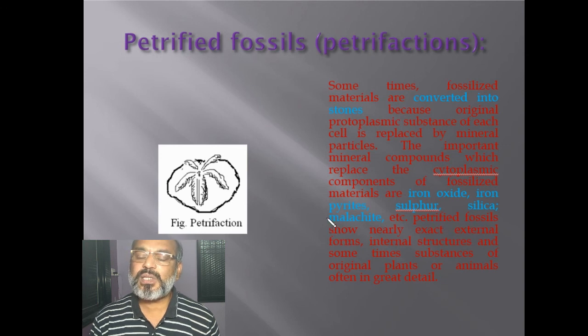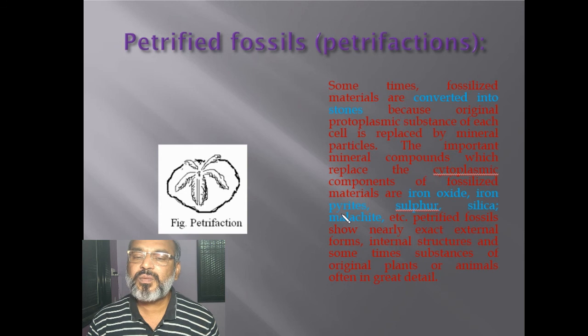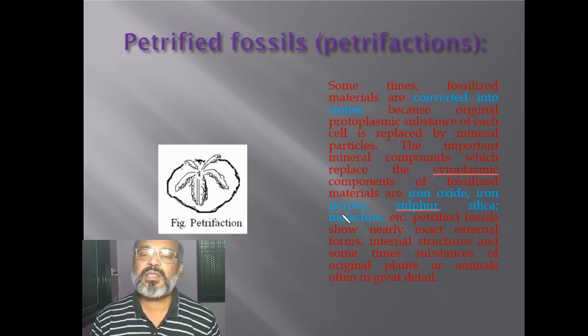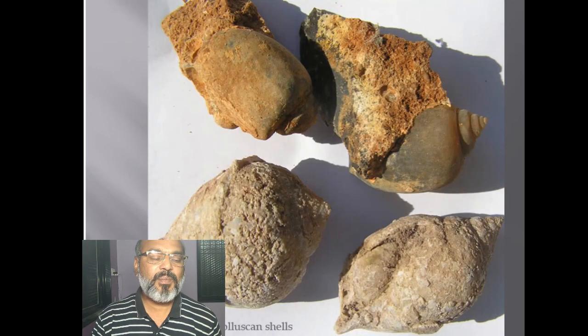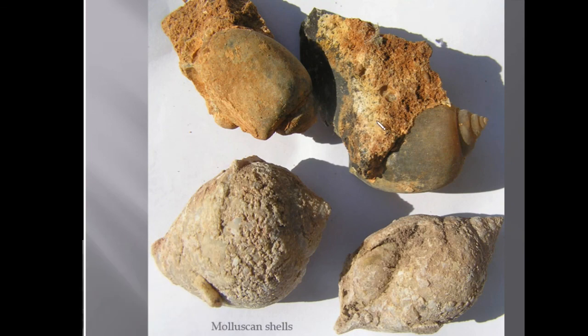Such a process of conversion of the fossilized material into stones is called petrifaction, and the fossil which is dug out is called a petrified fossil. Some examples of petrified fossils, see here: these are the shells, molluscan shells of the remote past, which have been converted into stones.